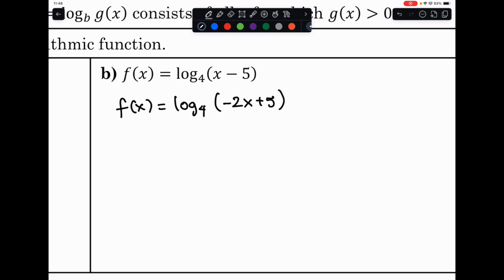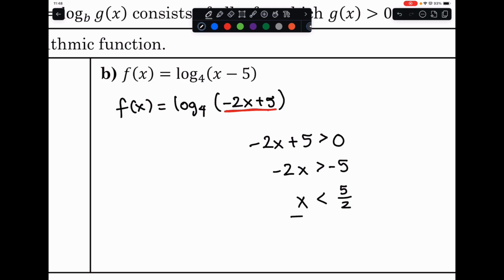Let's see how that's going to identify the domain. So instead of relying on the graph, I'm simply going to focus on my horizontal transformation of negative 2x plus 5. Have it be greater than 0, and then solve this inequality. So we will subtract 5 from both sides, divide by negative 2. So we'll get positive 5 over 2. And since we divided by a negative, that's going to switch the inequality to that. So my domain would have to be the values of x less than 5 over 2. I forgot that I had switched that.